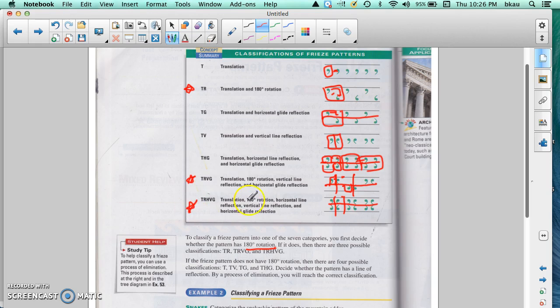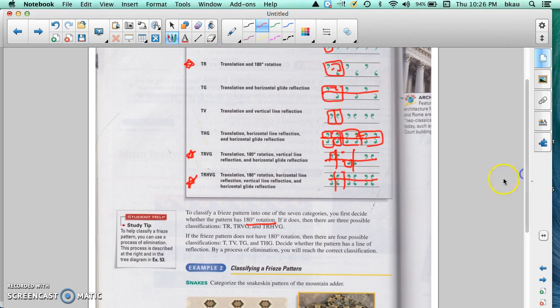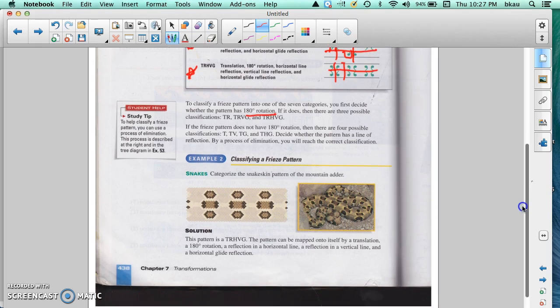So if you see a 180 degree rotation, it's one of those three. If you don't have a 180 degree rotation, it's one of the other four. That's how you separate the pattern so that you can see what you're possibly looking for. So you're looking for what kind of pattern you can see. And if you can see a lot of things happening, then you're going to have more letters together. This one has every one of them, all 5. So those are our 7 classifications. And that's what they're going to be asking you to do on some of these.